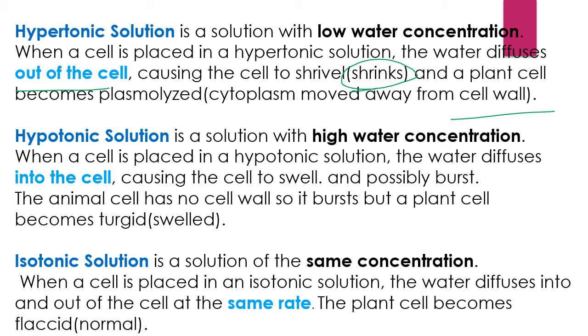An isotonic solution is a solution with the same concentration of water, like inside and outside, they are equal in concentration. So when a cell is placed in an isotonic solution, the water diffuses into and out of the cell at the same rate. So the plant cell stays normal as usual.